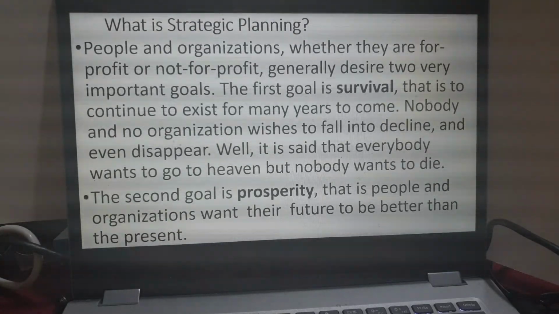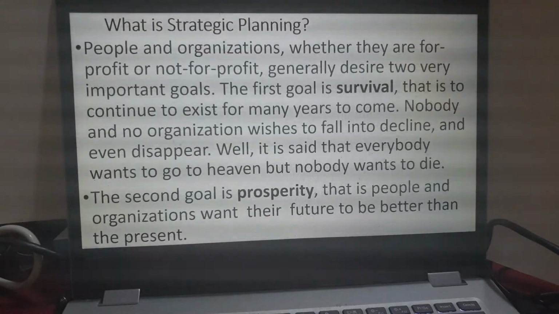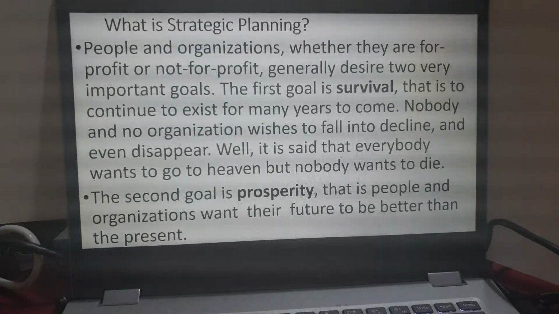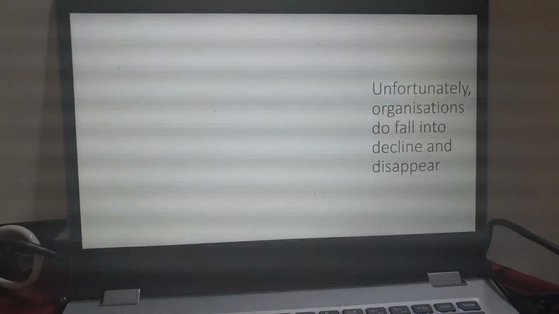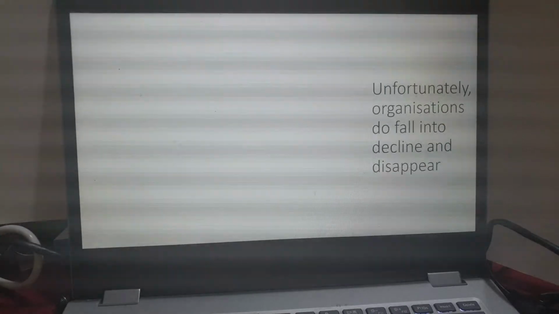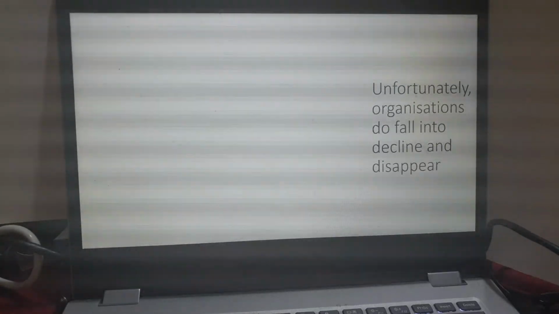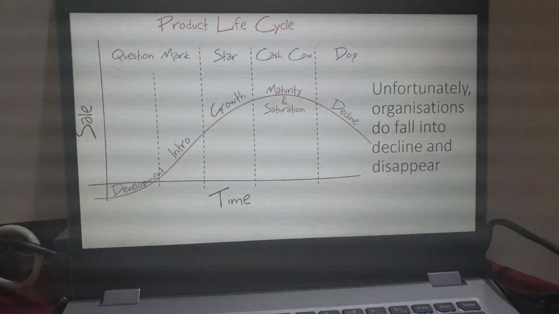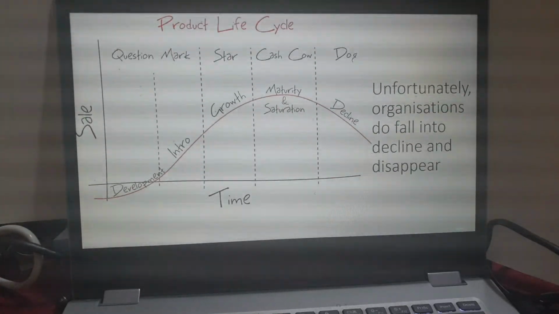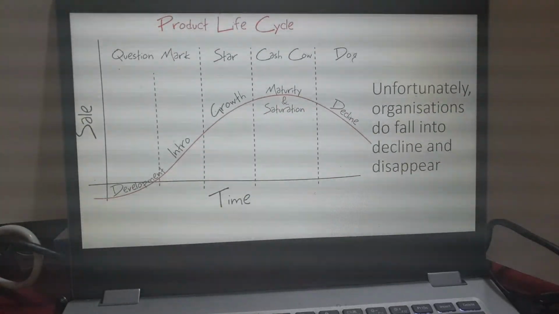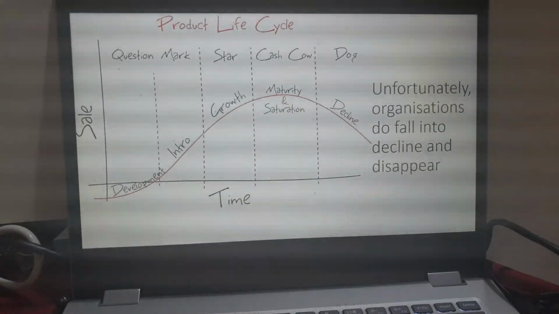Now, the second goal is prosperity. That is, people and organizations want their future to be better than the present. Unfortunately, organizations do fall into decline and some disappear. Yes, we have that which is called the product life cycle, which can also be the business life cycle.